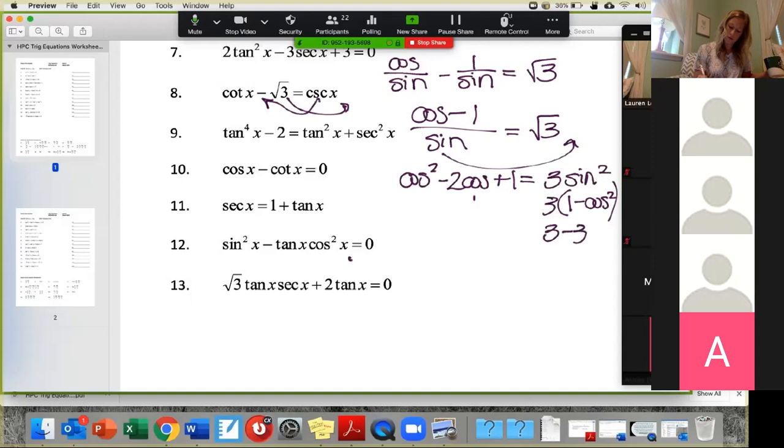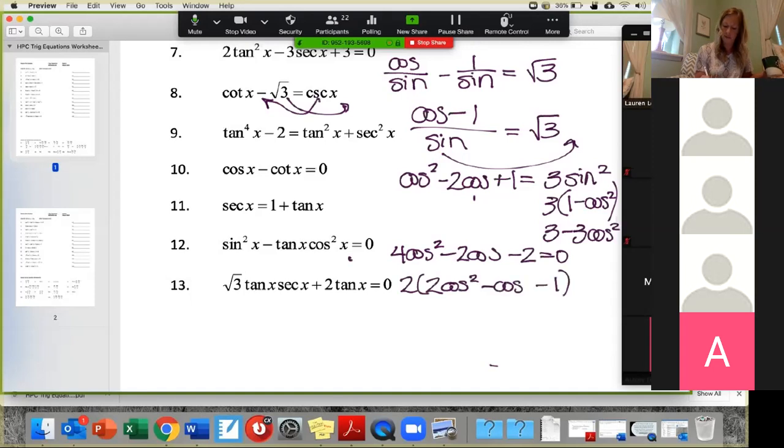So this would then, I would move the 3 to the left. The 3 cosine squared give me 4 cosine squared minus 2 cosine minus 2. It's exactly the same factoring as the previous one. Kind of start to recognize the factoring on these because I can't really do too many different factoring versions and actually have them work for answers.